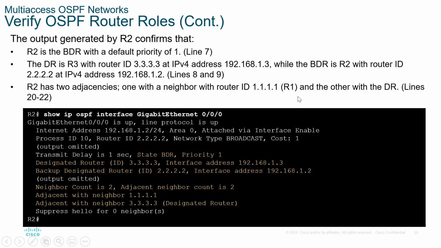Now, if we execute the command on the BDR itself, we're going to see that the BDR still lists the DR and the DROther here as neighbors. They're still neighbors. It is just not sending the information to them. All right. Is that clear?